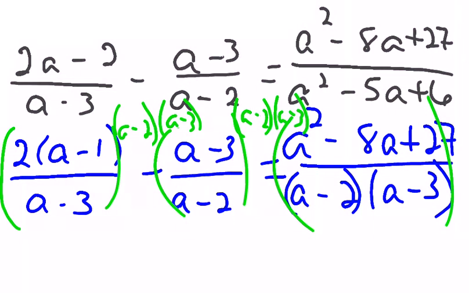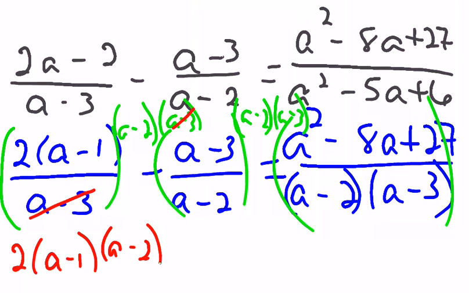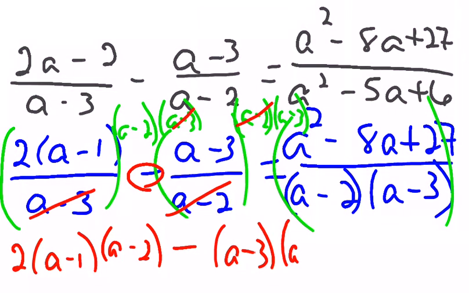So what we notice is on the first one, the a minus 3's are going to cancel. So we're left with 2 times a minus 1 times a minus 2. Minus sign because that's there. On the second one, the a minus 2's cancel. So we're left with a minus 3 times a minus 3. And then notice I have those a minus 2, a minus 3 on the top and the bottom, so those both will cancel, and so we just have what's on top.